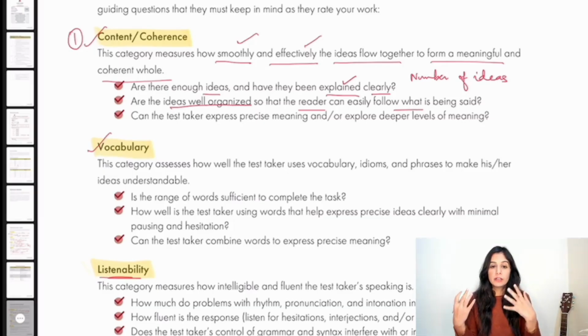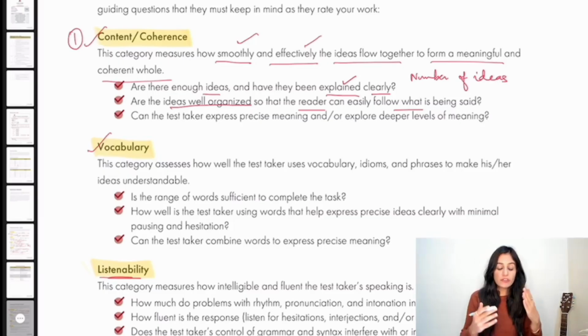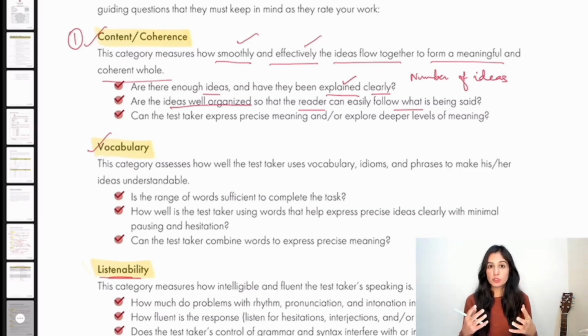So here, they basically mean that the rater can easily follow what you're saying only if the ideas are well organized. Let's say the question is asking you something about your daily routine, and you start by saying that I eat my lunch at 2 p.m. I wake up in the morning at 6 a.m. Then I sleep at night at 10 p.m. Then I go to the gym at 10 a.m. I leave for my work at 11 a.m. I have my breakfast at 7 a.m. And then I go for a walk in the evening around 5 p.m.